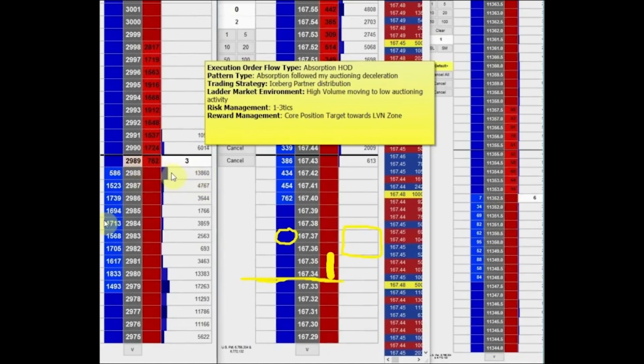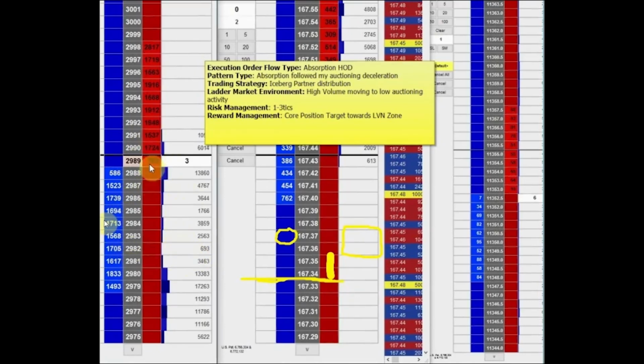So again, what you want to see: first, you want to observe the absorber. Once you have observed the absorber or the iceberg, you want to see the velocity exchange on the prices start decreasing, the relative rate of exchange start decreasing. And the trade we're looking for over here is a scalp. Your risk management is 1, 2, 3 ticks.